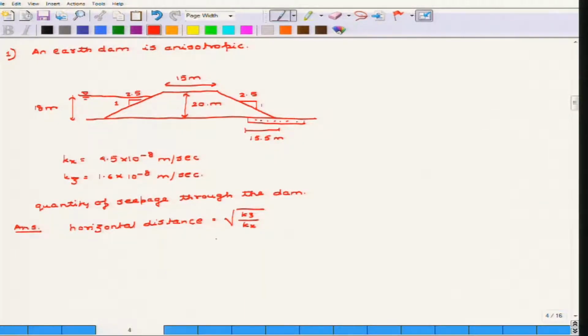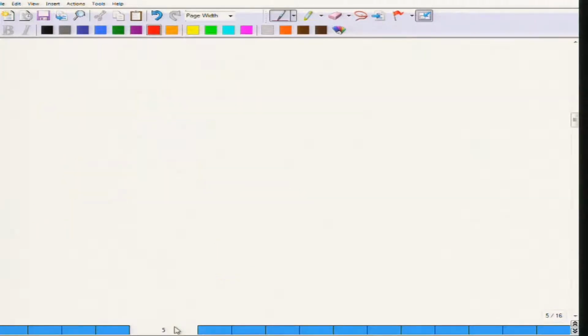So if that is the case, then 1.6 into 10 to the power minus 8 divided by 4.5 into 10 to the power minus 8, under the root, is equal to 0.6. So every horizontal dimension is going to be multiplied by 0.6 while the vertical dimensions are kept the same. Now let us see, when you multiply with the 0.6, how does your dam look? So now this is the dam, this is our earth dam.